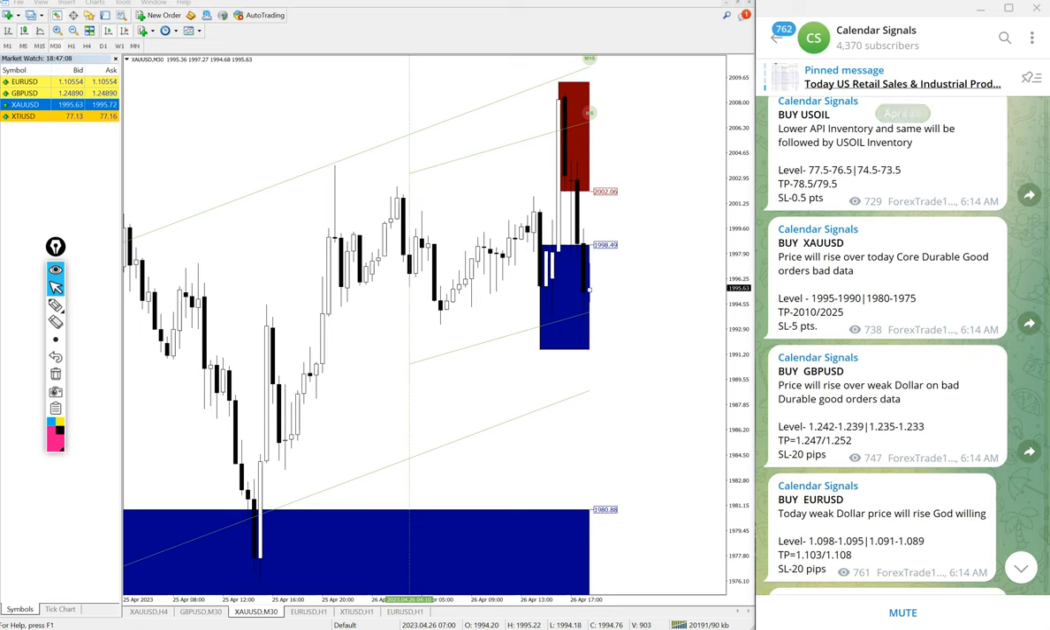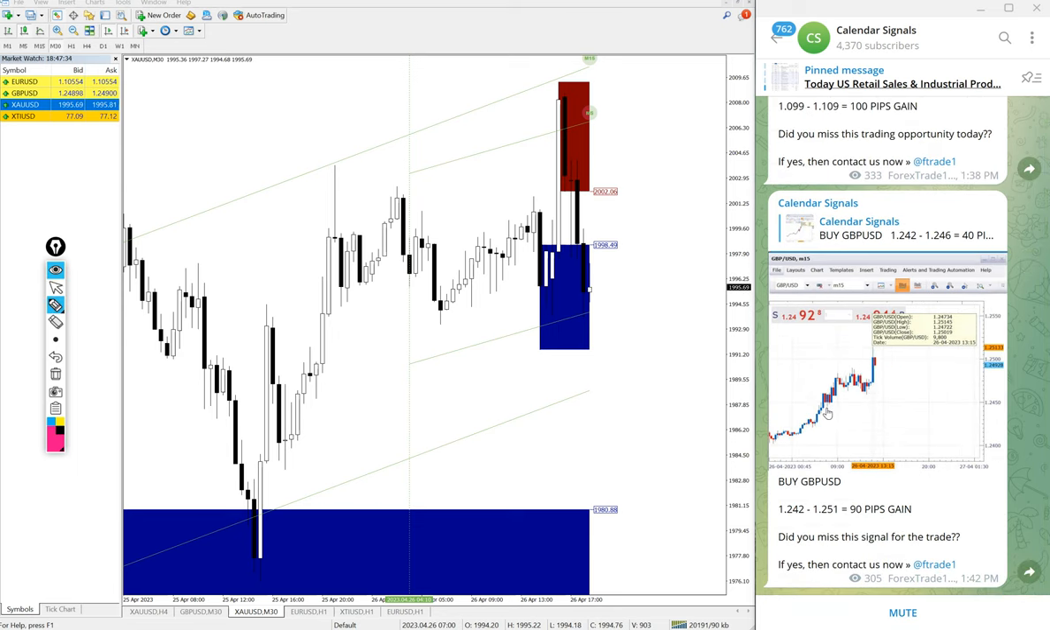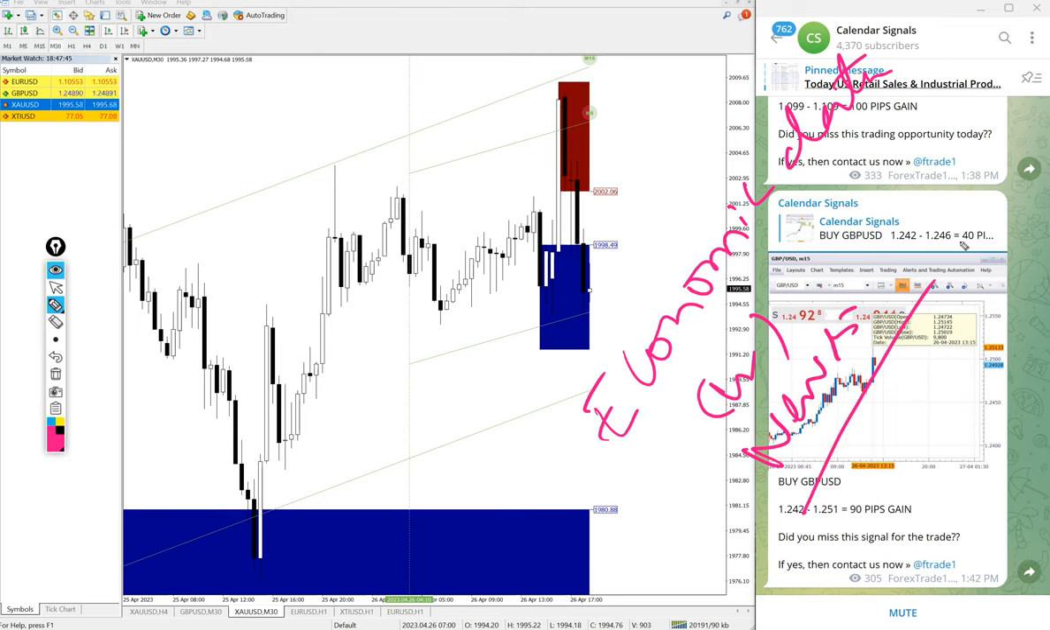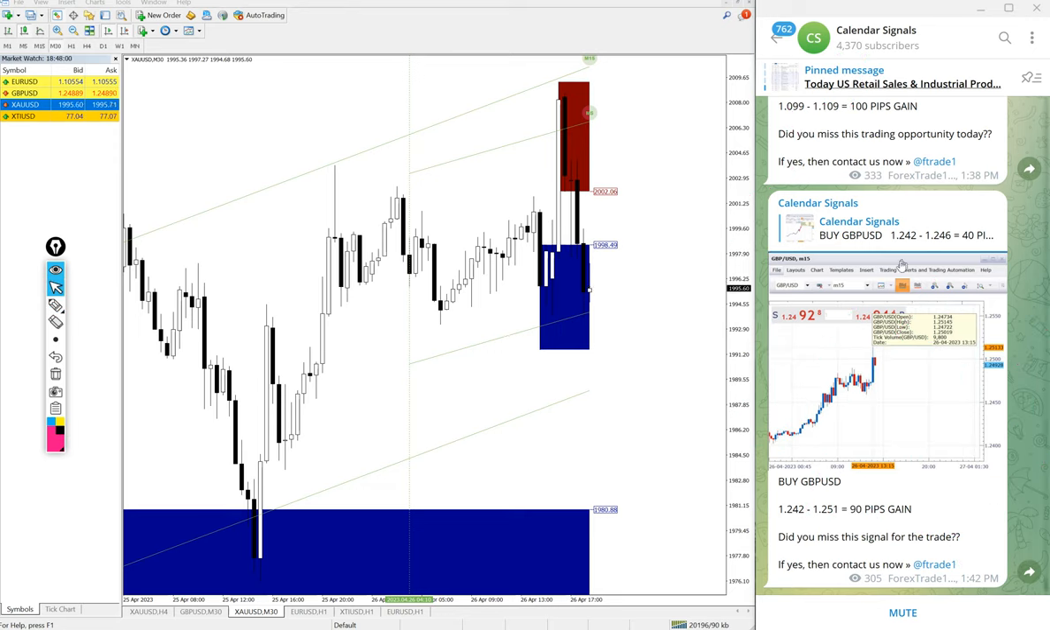All these signals are given based on strong reasoning for why we are giving that particular script buy or sell. For example, gold buy is given. The reason is price will rise over today's core durable goods order bad data. Each and every signal you will find the reason why we are giving that script. Usually this reasoning is based on the economic data or news. This is the main consideration. Also we are considering the oversold or overbought market condition. So based on these reasons we give the signals on this channel.